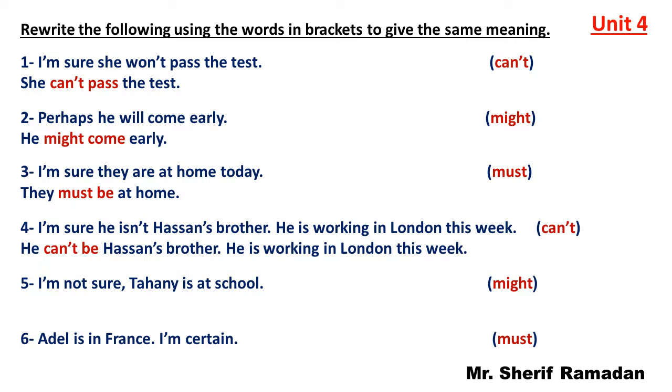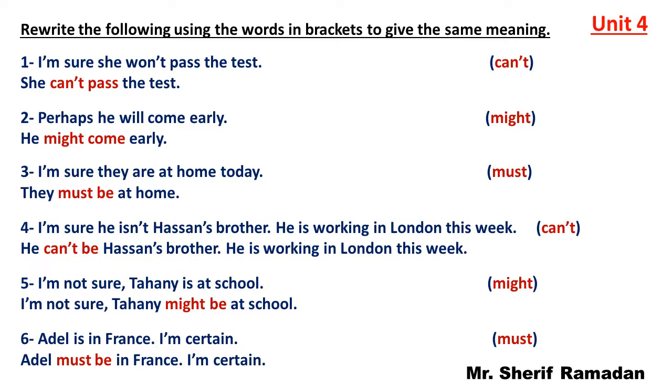Number 5. I am not sure. أنا مش متأكد. تهاني is at school. استخدم كلمة might. I am not sure ممكن أكتبها عادي. بقول تهاني might be at school. عادل is in France. I am certain. أنا متأكد. يبقى عادل must be in France. I am certain بتساوي كلمة I am sure.